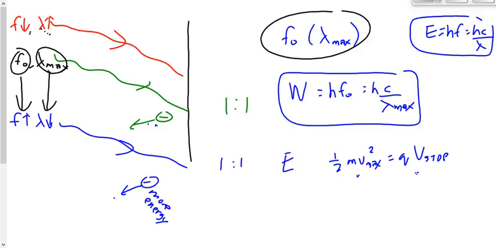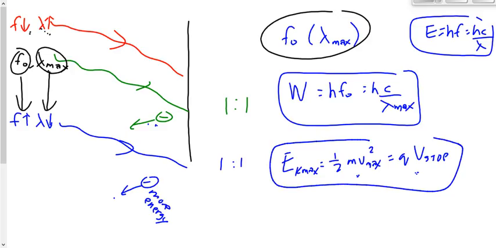But we often write this right beside that expression. EK max, the max kinetic energy of the electron when it's ejected, is equal to 1/2 mv squared, but it becomes equal to QV stop after the electron's been stopped.